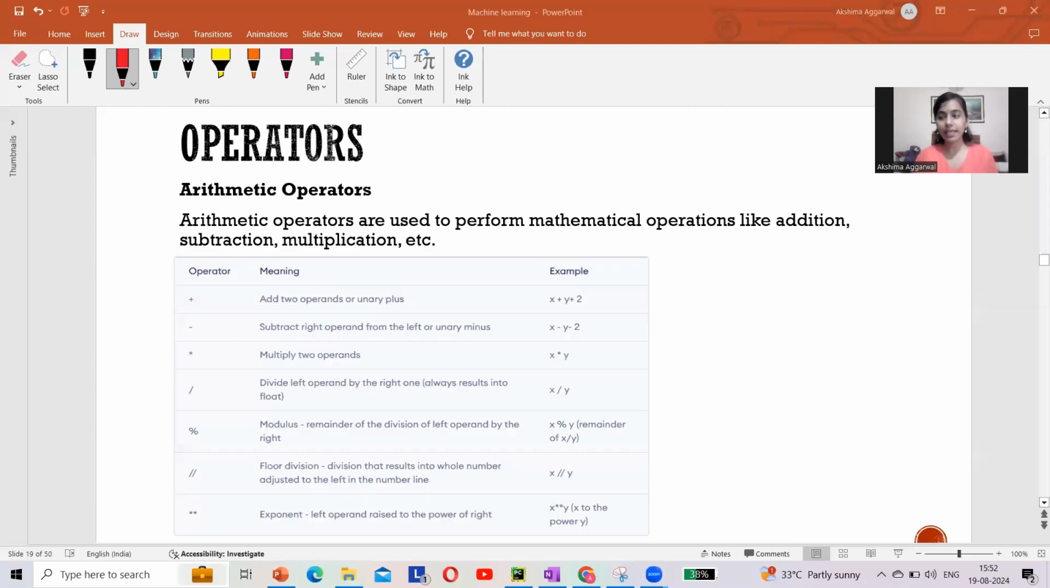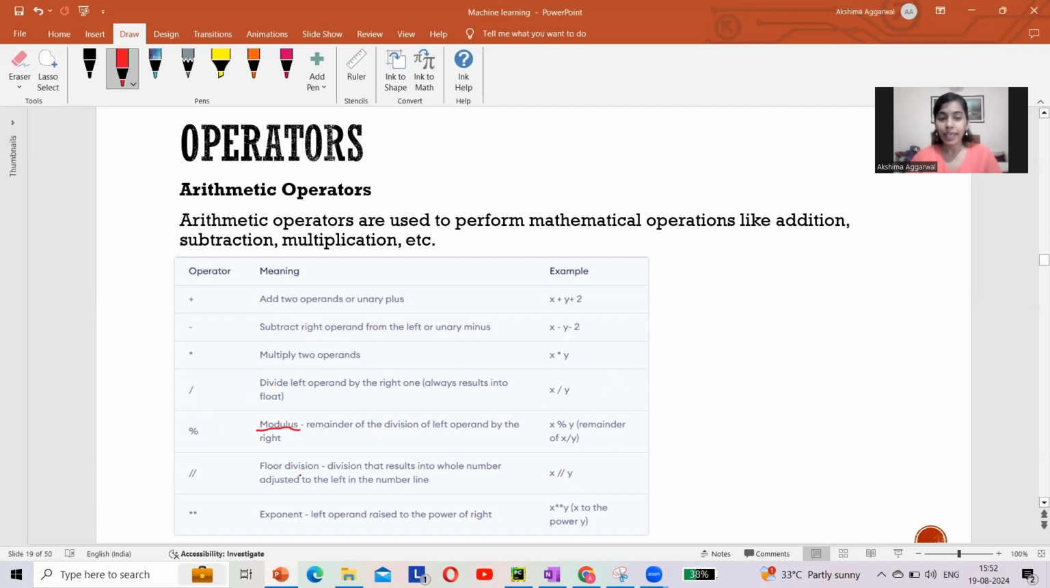Hello guys, today we are going to discuss the Python operators. In Python, first of all, let's discuss the arithmetic operators. Arithmetic operators are used to perform mathematical operations like addition, subtraction, multiplication, division, and modulus. What is modulus? Modulus is the remainder of the division.